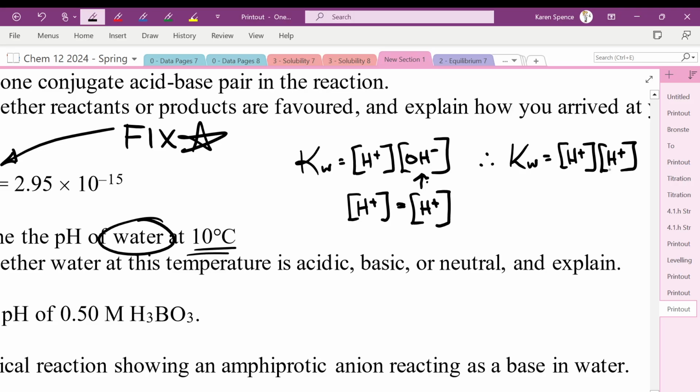So I can plug this in now, I can say 2.95 times 10 to the negative 15 is equal to concentration of H plus squared. Yes, so I've substituted KW, and now I have H plus squared. How do I find H? Take the square root.